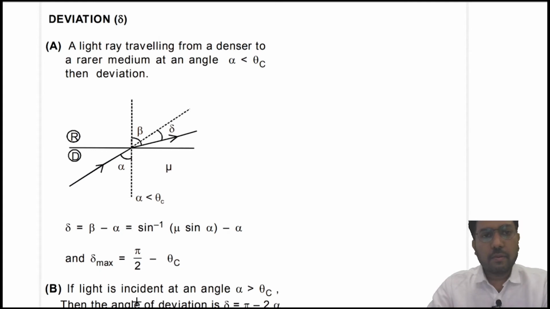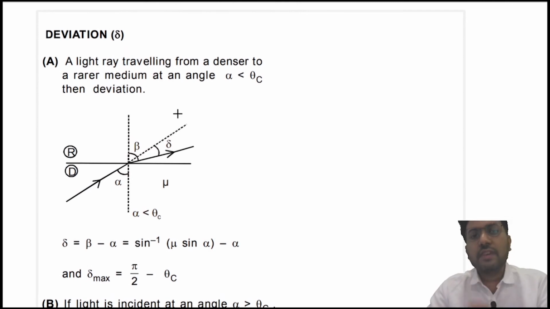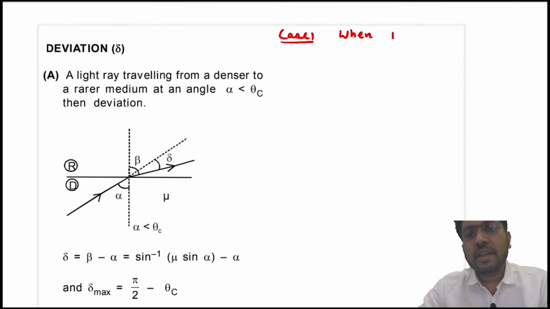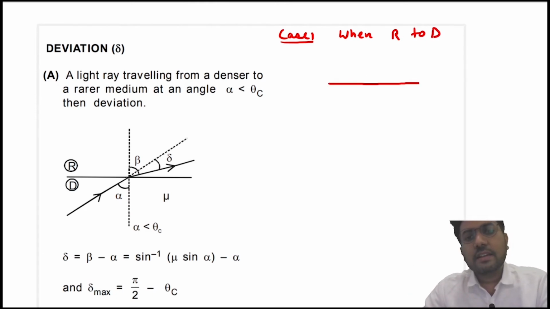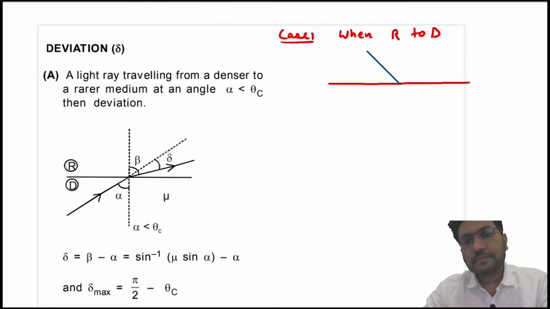All right, now next thing is angle of deviation. We will divide it into two cases. First is case 1, when a light ray travels from rarer to denser. In that case you know that the ray bends towards the normal. So let us draw this ray. This is the incident ray and this is the normal, and let us draw the refracted ray which is bending towards the normal.